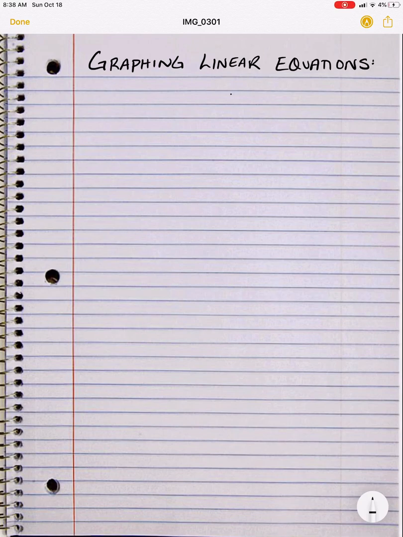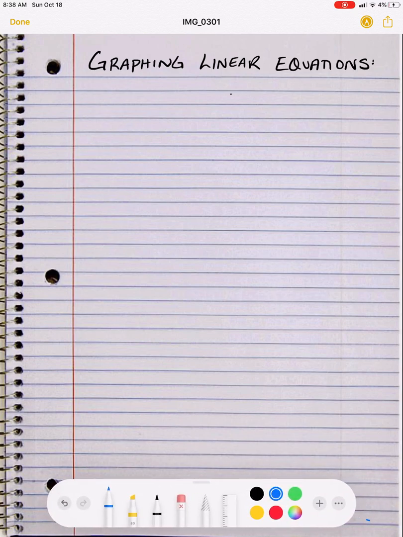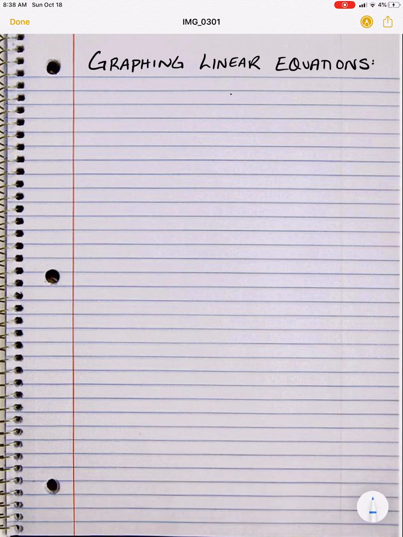Hi there, so grab your spiral notebooks and we're going to start a brand new page and title at the top, Graphing Linear Equations. This should be a little review session, but we're going to go over how to rewrite equations in slope-intercept form and how to graph. So hit pause if you need to set everything up and go ahead and resume when you are ready.